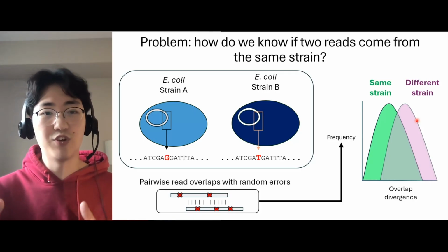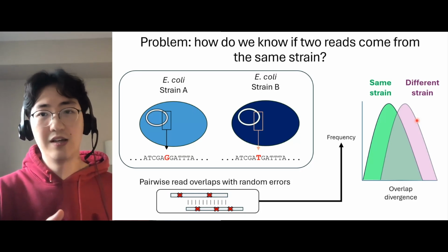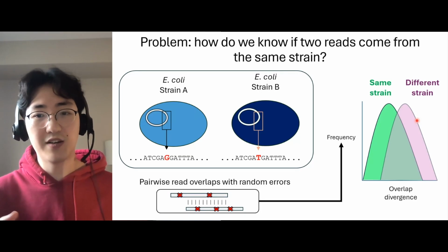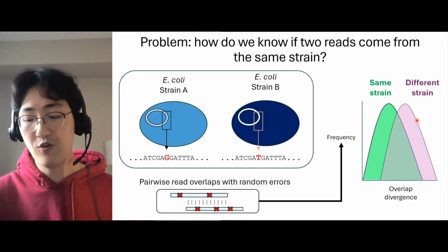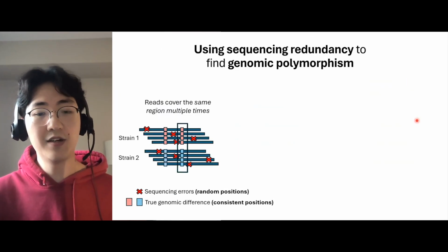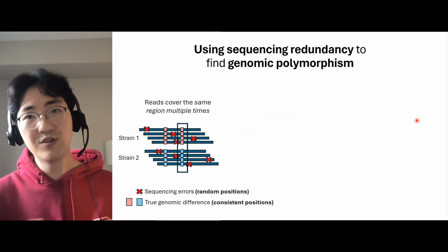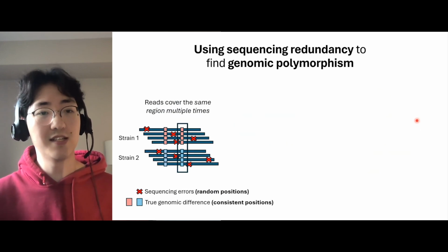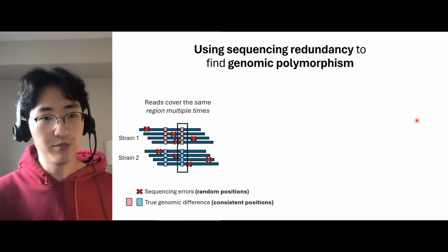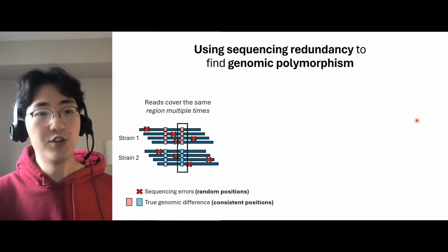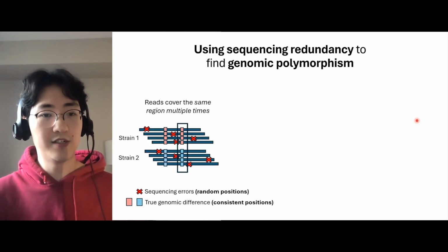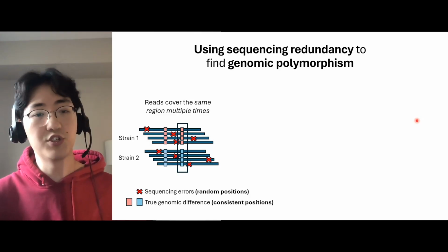On average, if reads come from the same strain, they'll be more similar. If they're from different strains, they'll be more dissimilar, but still the distributions of this dissimilarity overlap, right? So the idea here from the bioinformatics side is to use sequencing redundancy to find true genomic polymorphism. What I mean by this is, let's say I have these strains, sequenced multiple times to a certain depth of coverage. There will be random sequencing errors along these reads, but there will also be true genomic differences in these colored boxes. And the idea is, how do I capture these true genomic differences?